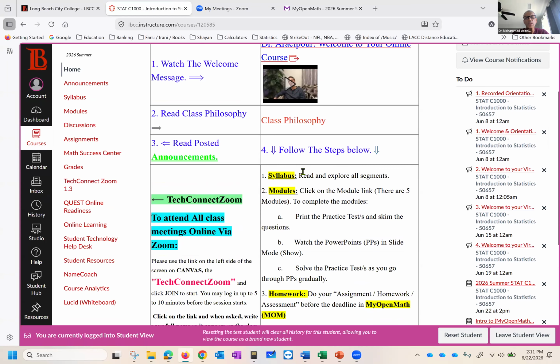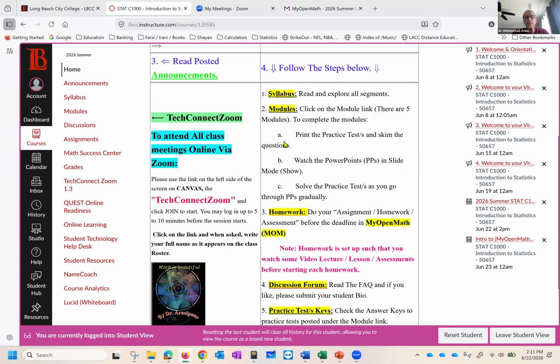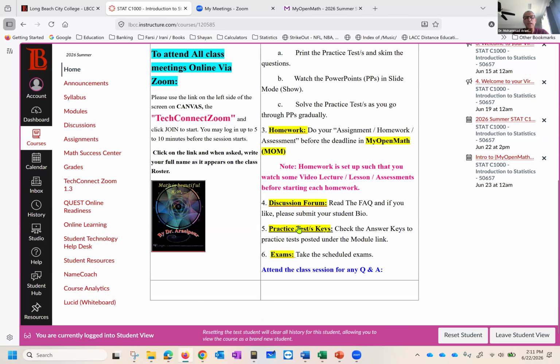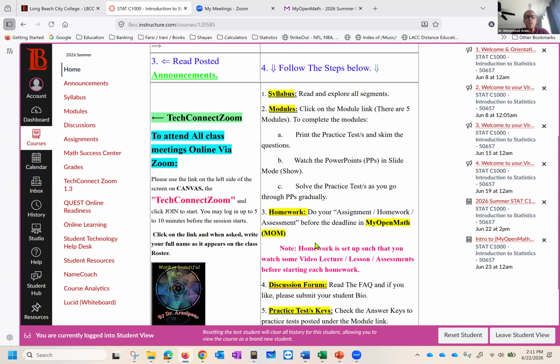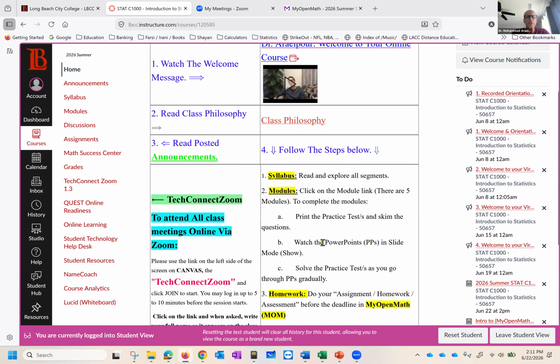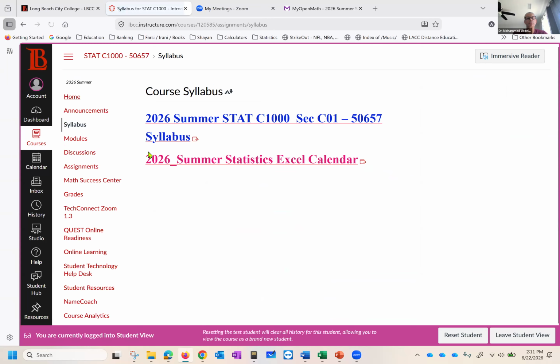Under number 4, we see the syllabus, modules, which has practice test, PowerPoints, homework, discussion forum, practice test, and so forth. So I want to go over number 4, but before I do that, I want to start with the syllabus. Again, you can click on it right here, or the left navigation bar, makes no difference. So it's right here. There are 2 things here, the syllabus and the calendar. I want to go over the calendar first.